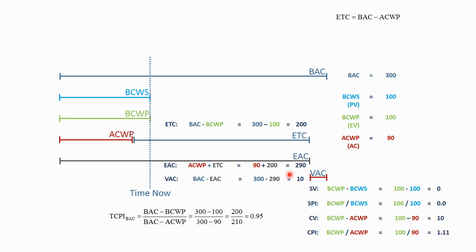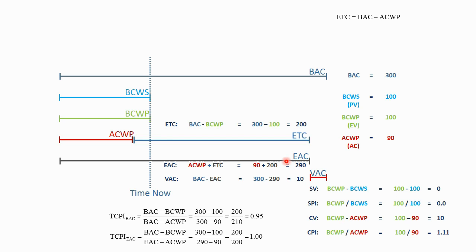Now the variance at completion is the difference between the budget at completion and the estimate at completion. We've got 300 hours budgeted, but our new estimate is 290 hours. We have a positive variance at completion. So this estimate indicates that the project is going to finish with an underrun.